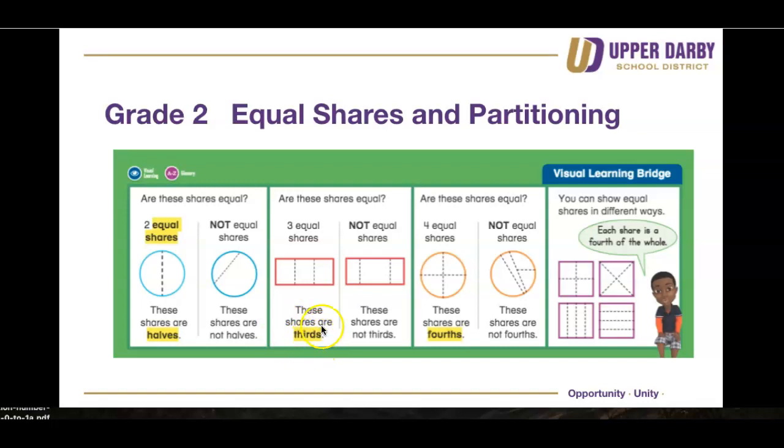The other difference is, instead of just already having shapes partitioned, they will give students in 2nd grade a blank shape and they will ask them to partition it into halves, thirds, and fourths. And for some of them, like fourths and thirds, they will ask them to partition them in a few different ways.